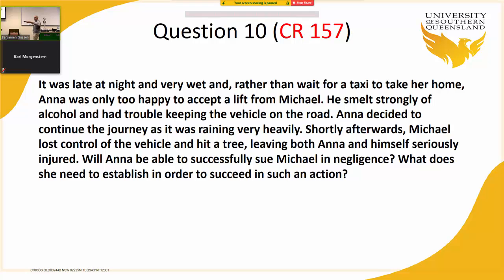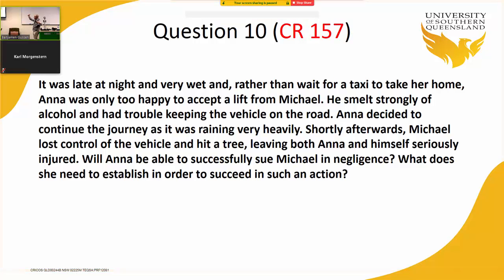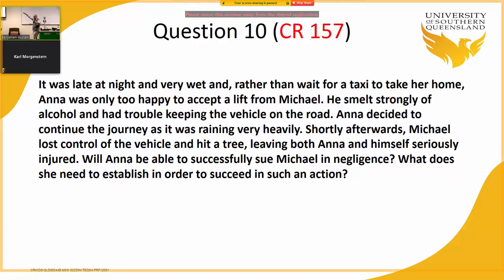What about the third element, causation? What were the injuries here? Seriously injured. They both were seriously injured. So, there was damage. What about causation? So causation has to go through two steps. You have to talk about the but-for test, or what we call factual causation. But for Michael's acts and swerving the car and hitting the tree, Anna wouldn't have been injured. But also, we have to look at remoteness, or what we call now the scope of liability. Should Michael be found guilty given this factual scenario?